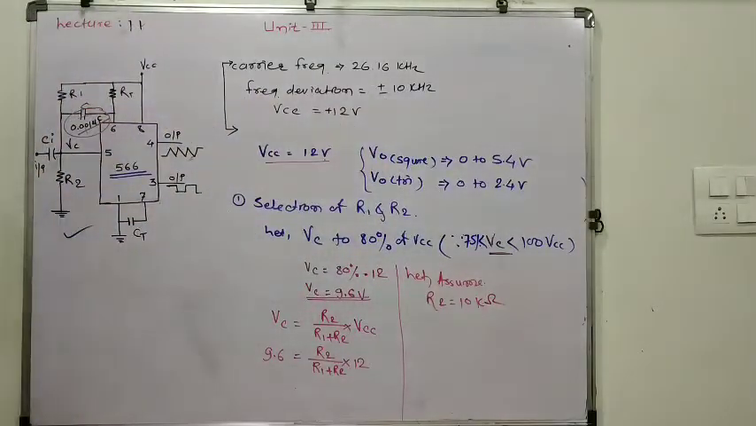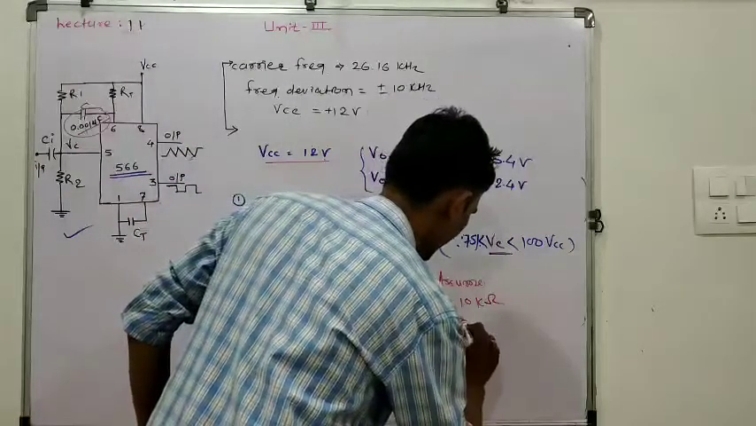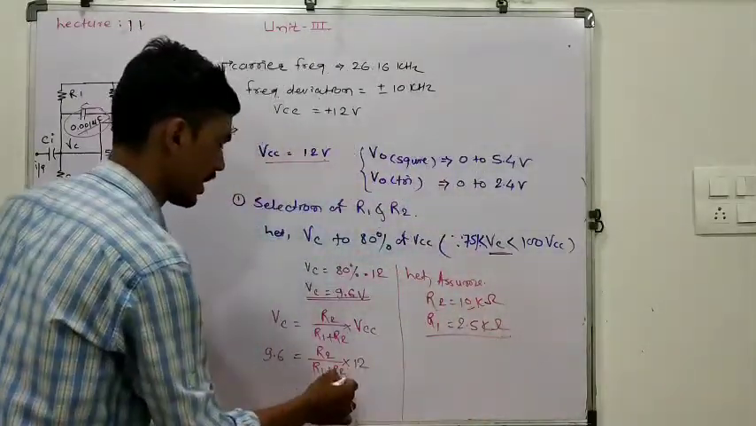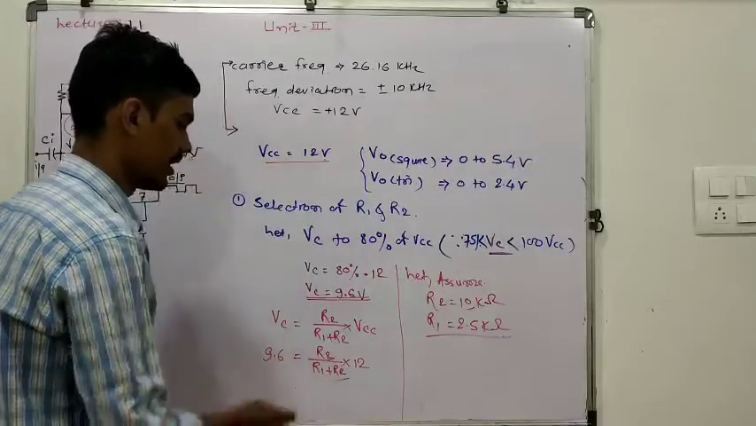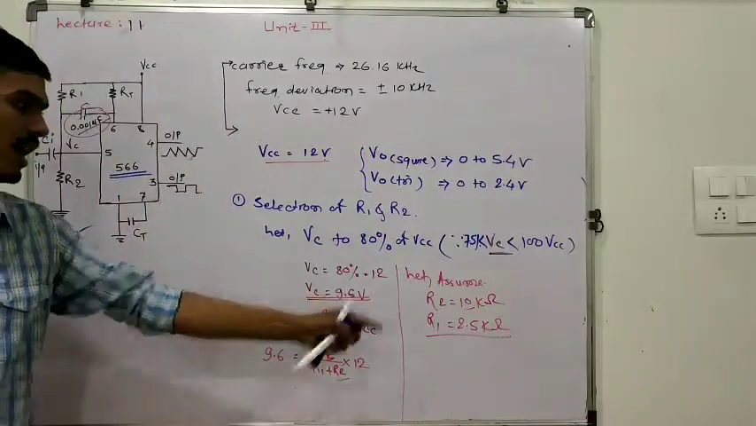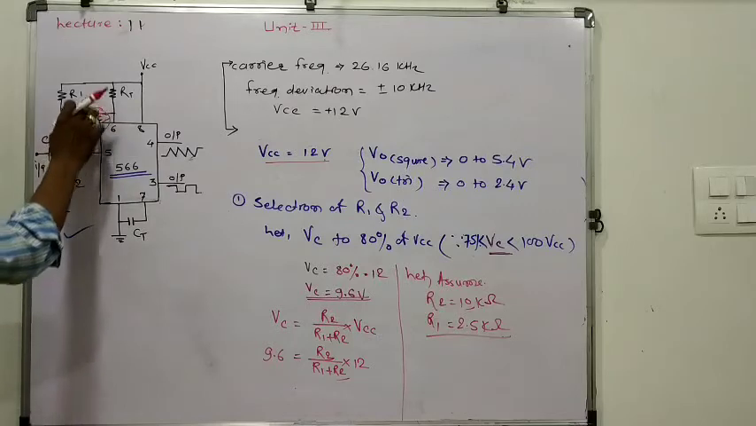Now here we have to assume one of the values, and here we are assuming the value of R2 is equal to 10 kilo ohm. So from this we are getting the value of R1. R1 is equal to 2.5 kilo ohm. If we put the value of R2 is equal to 10k here, ultimately there is a single unknown, that is R1, and R1 is equal to 2.5k. So we are getting the value of R1 and R2.